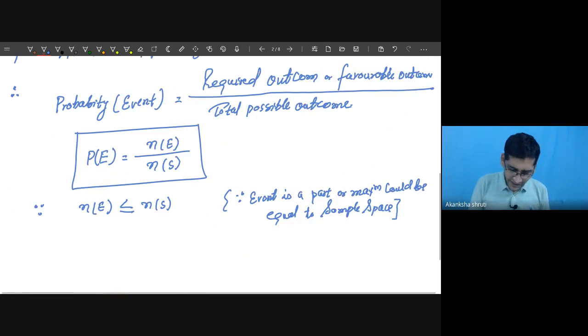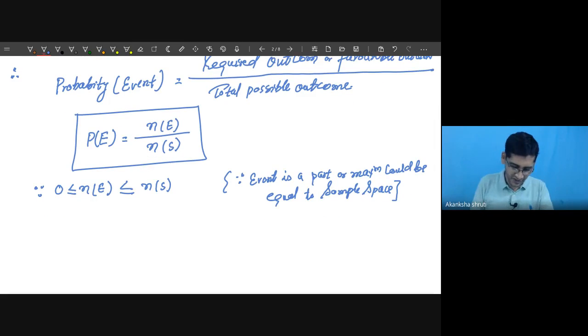So therefore, since n(E) is less than or equal to n(S), and here we have also understood that n(E) can be greater than or equal to 0. Is it okay? Now divide this inequality by n(S).